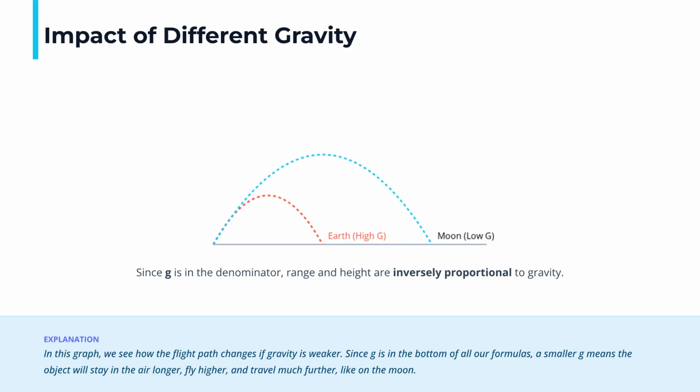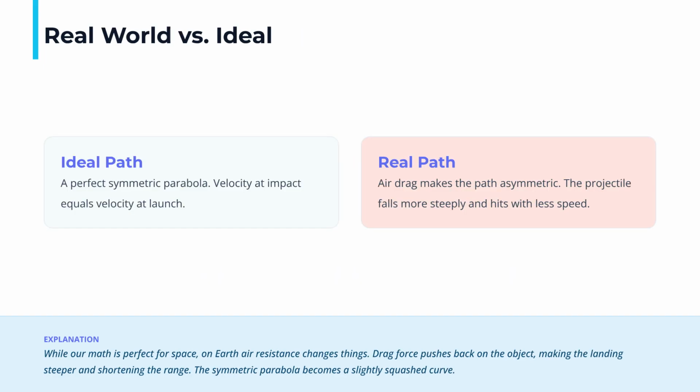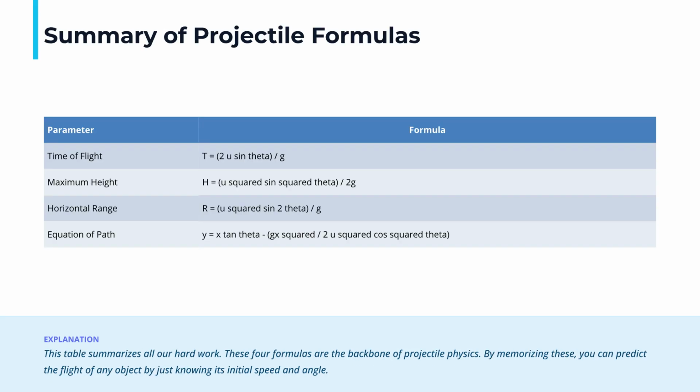Since g is in the denominator of all our formulas, a smaller gravity means the object will stay in the air longer, fly higher, and travel much further. On Earth, air resistance changes the path. Drag force makes the landing steeper and shortens the range, turning the symmetric parabola into a slightly squashed curve. This table summarizes all our hard work. These 4 formulas are the backbone of projectile physics, allowing you to predict flight by knowing initial speed and angle.